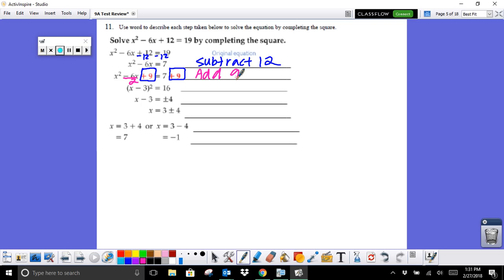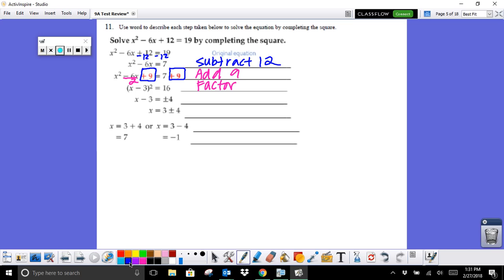Okay, the next thing that you have to do is factor. We had to factor the left side. It's a perfect square trinomial, which means you can use the shortcut. You take your b, you divide it by 2, and that is going to be your factor. So negative 6 divided by 2 is negative 3, so that is our factor, (x minus 3) squared.